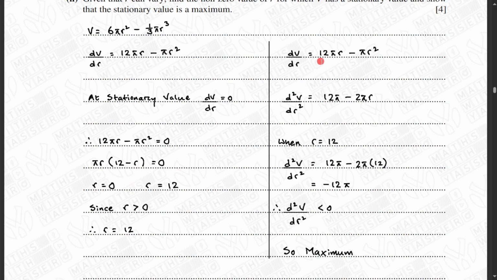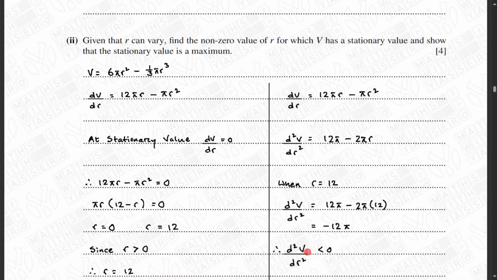Now, again, dV by dr is 12 pi r minus pi r squared. So the second derivative will be just 12 pi minus 2 pi r. So when r is equal to 12, the second derivative should be 12 pi minus 2 pi within brackets 12. So that gives us negative 12 pi. So since it's a negative value, our second derivative is less than 0. That means it's a maximum point.